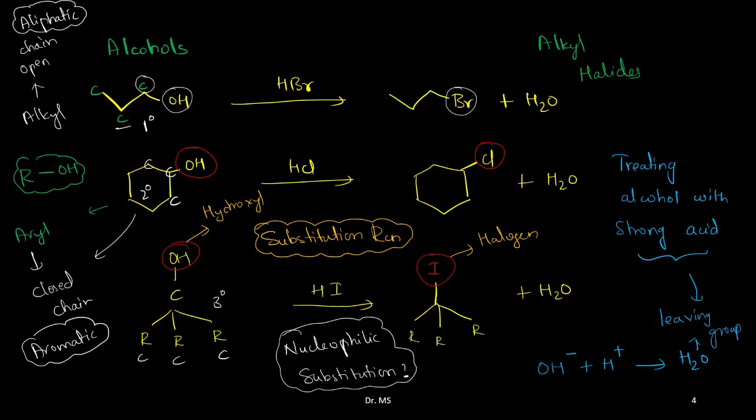So that's very important. Right now you just remember it's called a substitution reaction because in place of the hydroxyl group, you are substituting iodine or chlorine or bromine, a halogen group. So that's why it is called nucleophilic substitution. And why is it happening? Because you are treating with a strong acid. So that's making a leaving group, and that leaving group will leave and it will be replaced with a nucleophile.